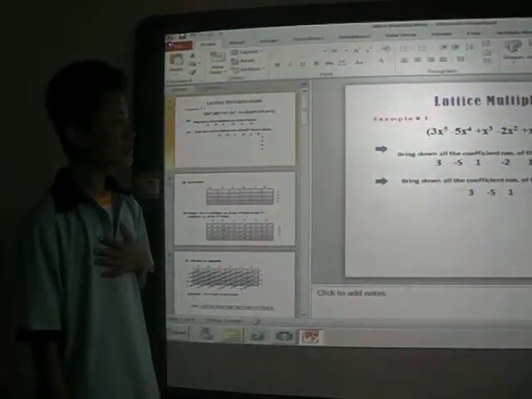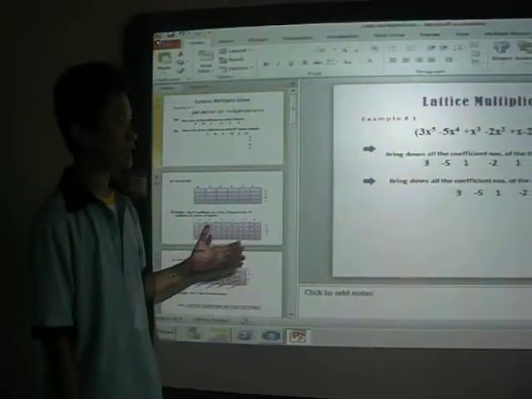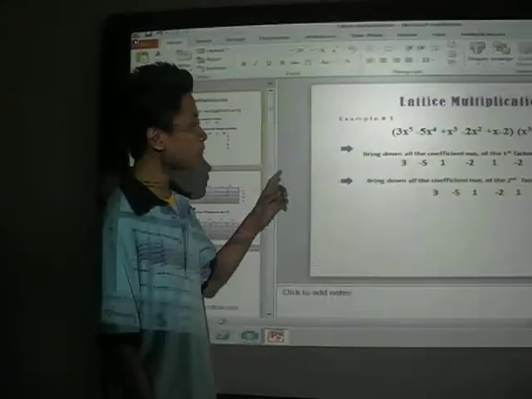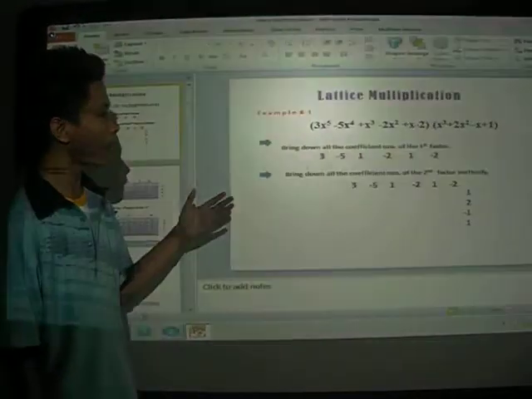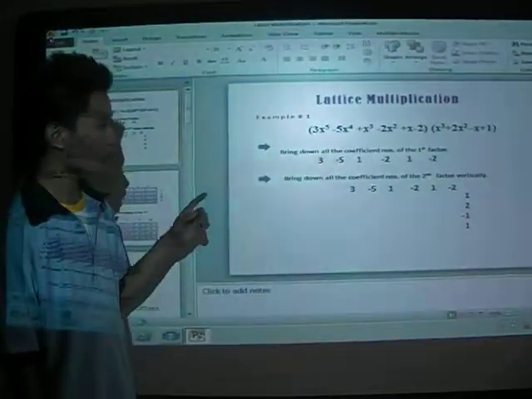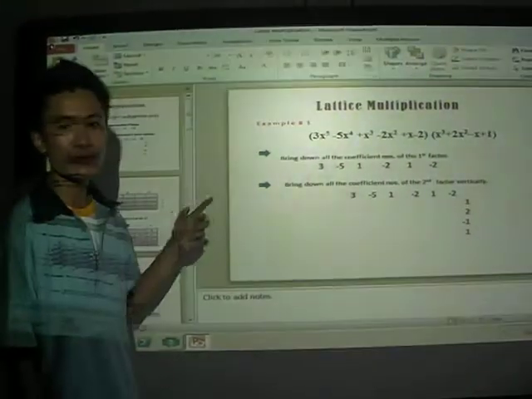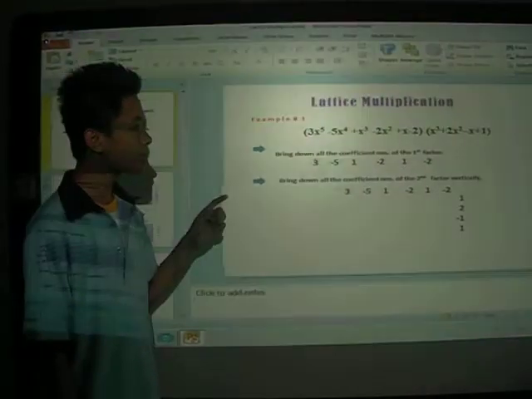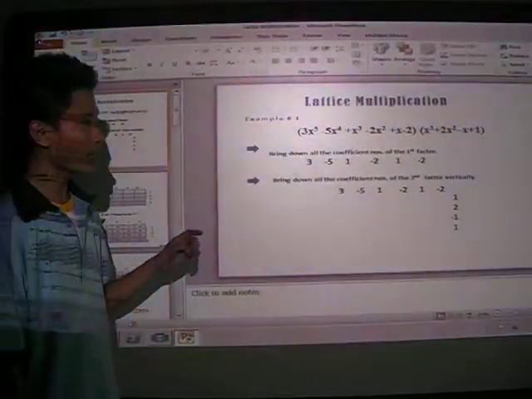I am here to discuss to you the lattice multiplication. First, we have example number 1: 3x raised to 5 minus 5x raised to 4 plus x cubed minus 2x squared plus x minus 2. That's the first factor. The second factor is x cubed plus 2x squared minus x plus 1.